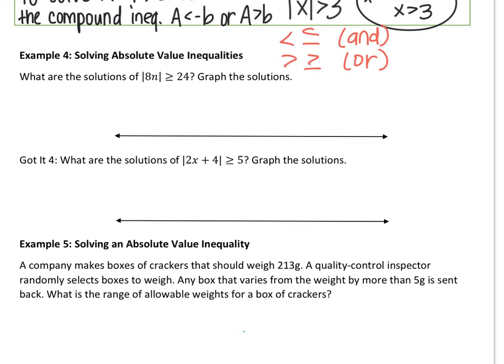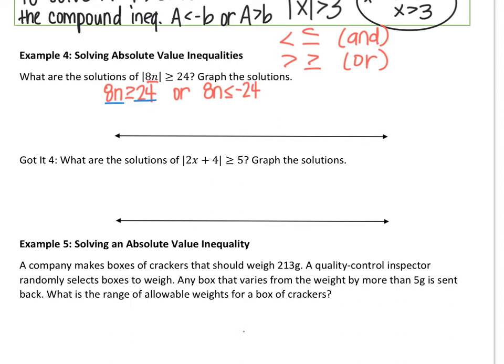So when I solve them, I'm going to take what's inside the absolute value and set it greater than or equal to 24, or I'm going to take it and set it less than or equal to negative 24. Just like when you divide or multiply by a negative, when you set it equal to the negative, you have to turn your inequality around.